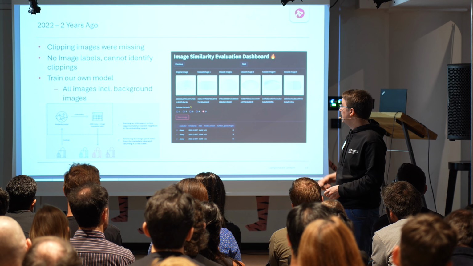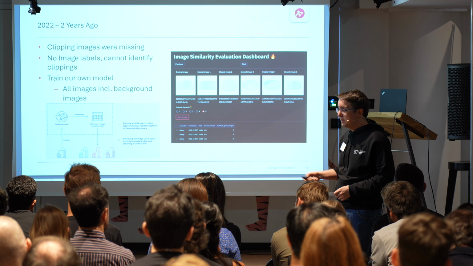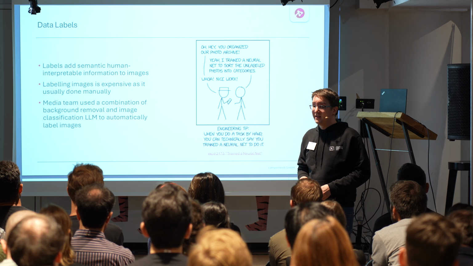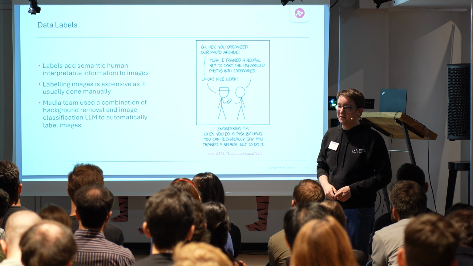So, to address the first issue, the clipping images, this was actually done by our media team, our asset team. They said, okay, we also need labels for our images. So, what can you do? One, you can ask someone to label all your millions of images by hand, which might take a few months. And I think you're going crazy if you do that, so don't do that.